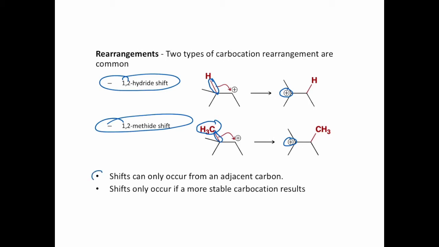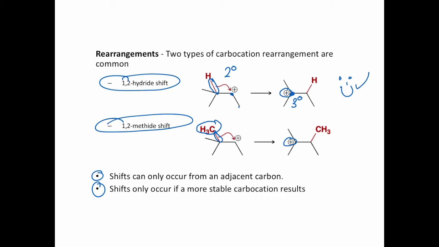So importantly, shifts can only occur from an adjacent carbon, and they will only occur if a more stable carbocation results. So this carbocation is a secondary carbocation. It's secondary because it's attached to 2 other carbons. But when we do the shift, this becomes tertiary, and that's more stable, so that's good.